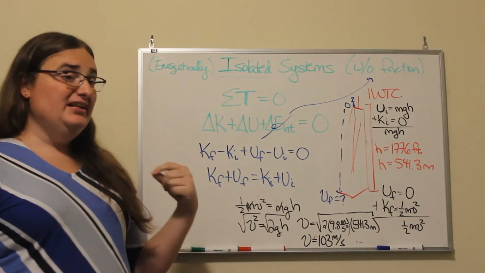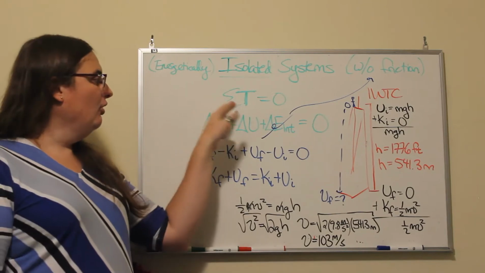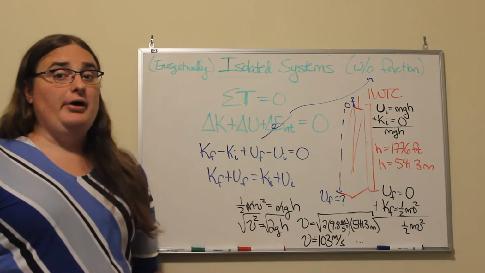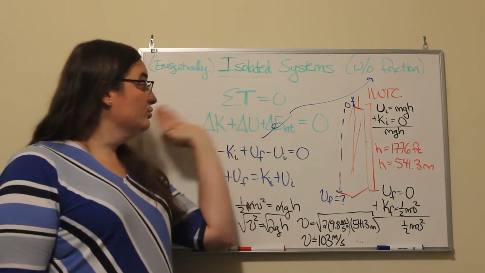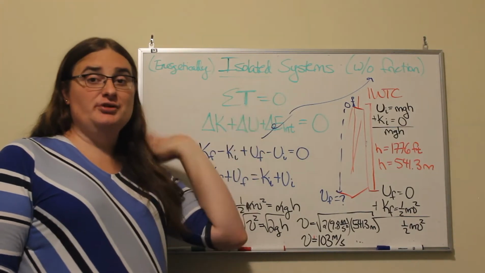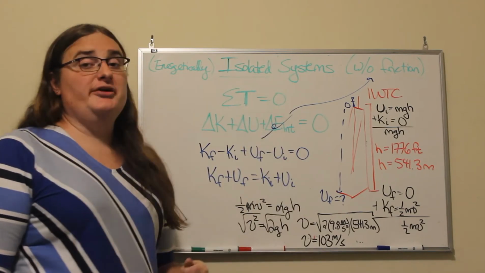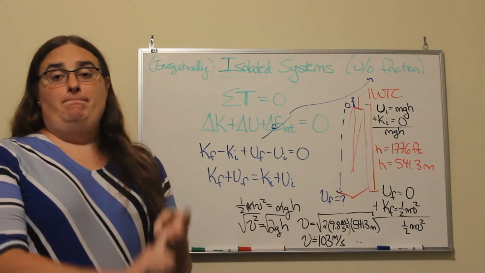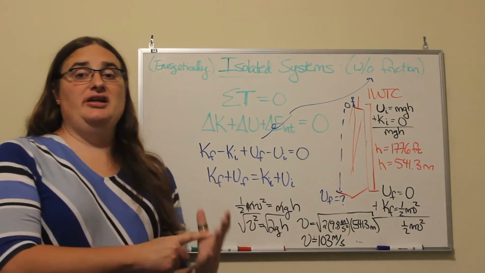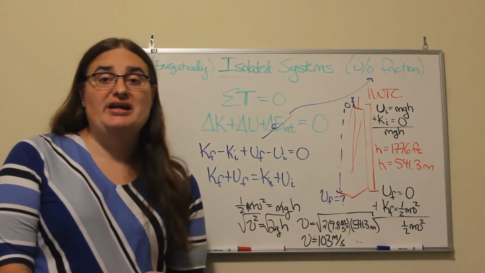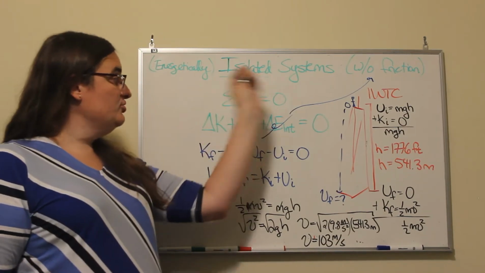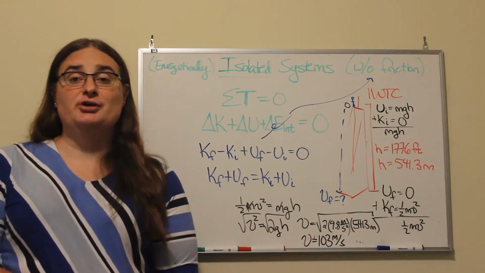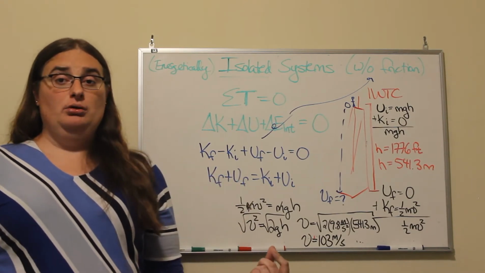So, when something is isolated, it means that all forms of energy transmission equal zero. So our work is zero, our heat is zero. Mechanical waves, mass transfer, electrical transmission, electromagnetic radiation, all of those forms of energy transfer, which are all of the forms of energy transfer, equal zero.